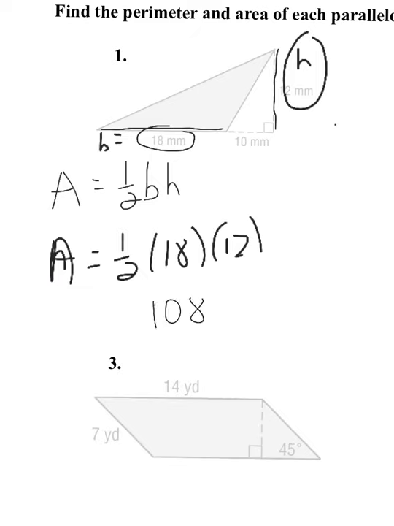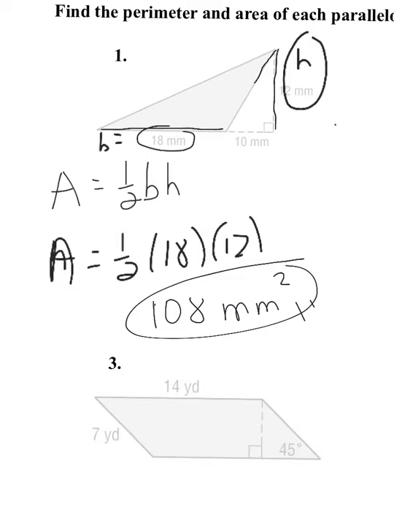And the units are square millimeters. It's always in square units, it's area. Now, if you try to find the perimeter, the perimeter for this problem would be this side, this. So you have to use Pythagorean theorem twice.